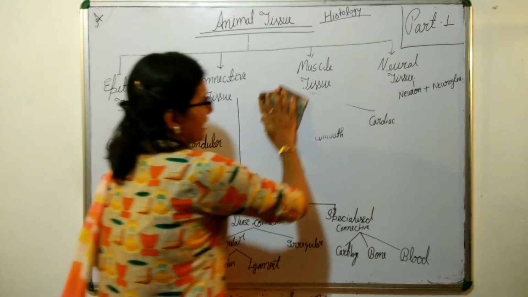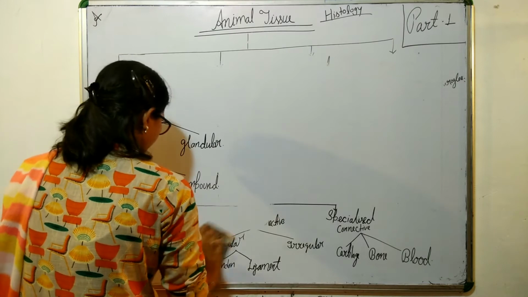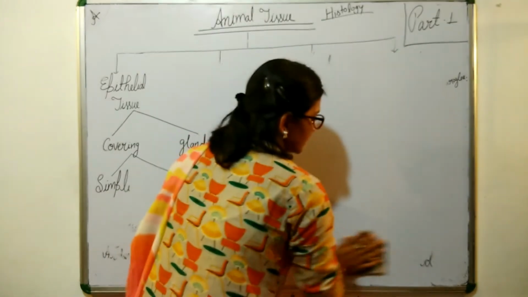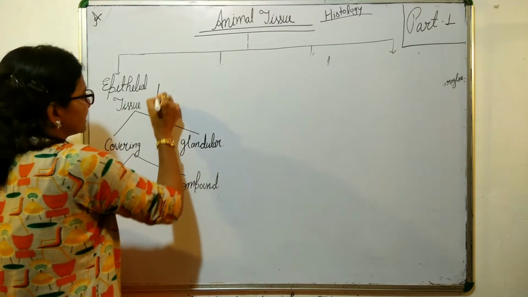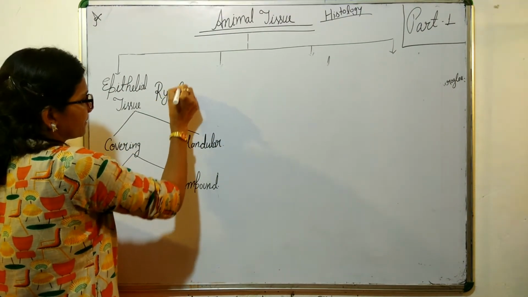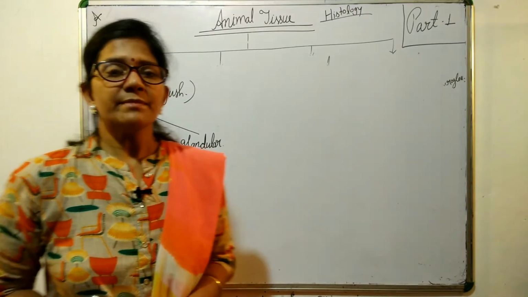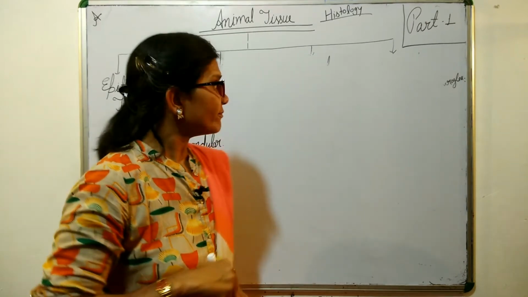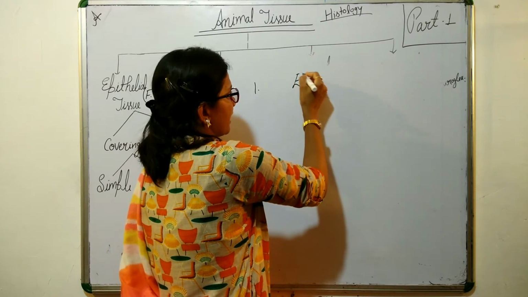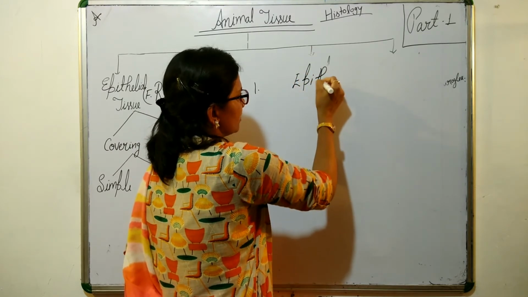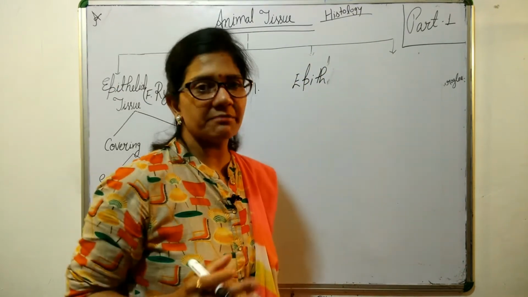As I have told, there are some special characteristics of epithelial tissue. First, the term epithelial was given by F. Ruisch. Epi means, as I have told, upper. The most important thing about epithelial tissue, we will study in a pointwise manner.